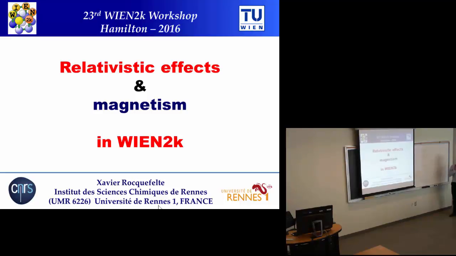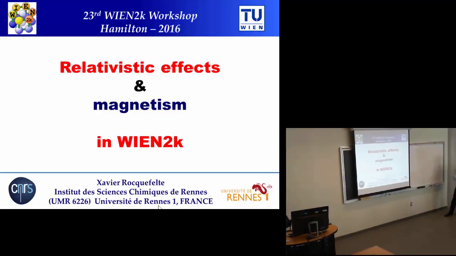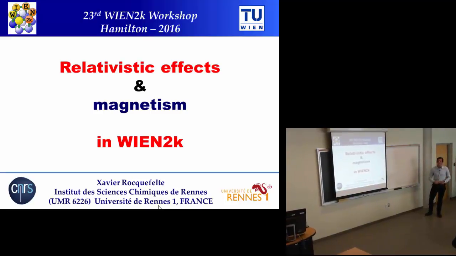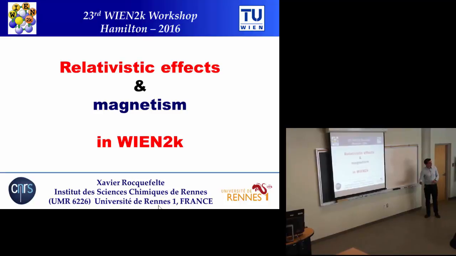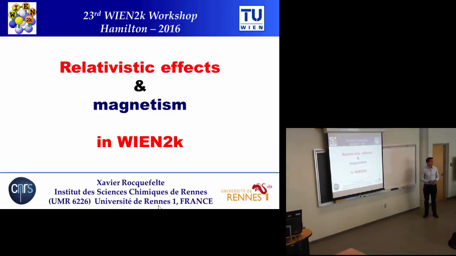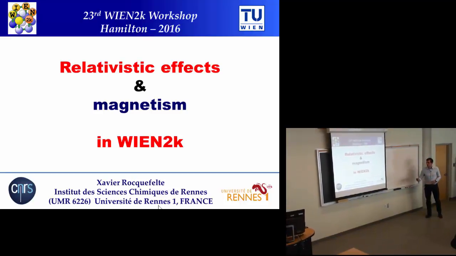And the idea is to show you how relativistic effects are included in WIEN2k. And I will also mention a few things about magnetism, in particular the way to calculate the magnetic coupling and the magnetic anisotropy. You will have a few slides at the end of my talk that I will not discuss, and are related to the fact that you can do non-collinear magnetic calculations using the WIEN-NCM code developed by Robert Laskowski.